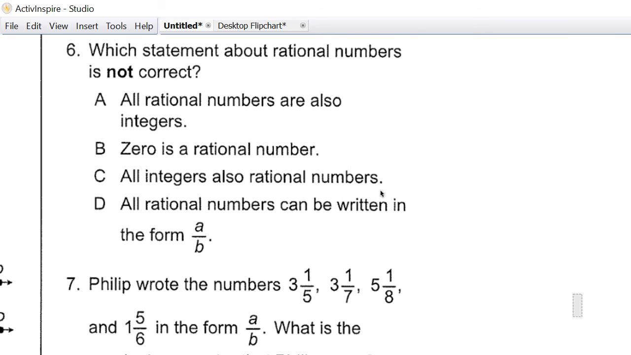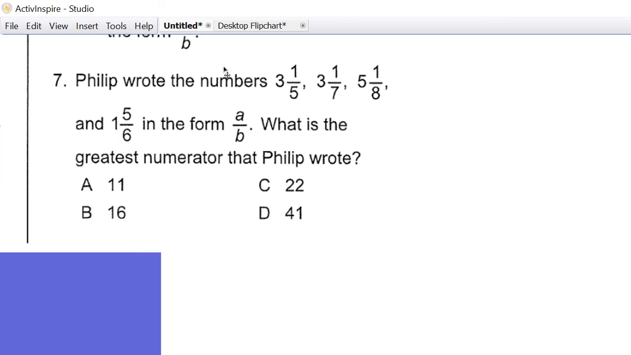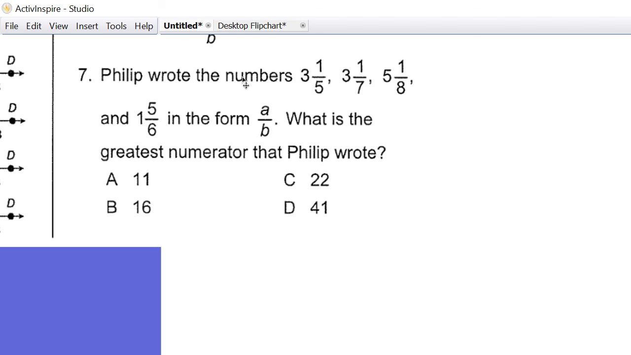Alright, last one for the front page. Question 7 reads, Philip wrote the numbers 3 and 1/5, 3 and 1/7, 5 and 1/8, and 1 and 5/6 in the form of a over b. What is the greatest numerator that Philip wrote? The key to these directions right here is in the form of a over b. And what we learned in lesson 3.1, in the form of a over b, that just means as a fraction.